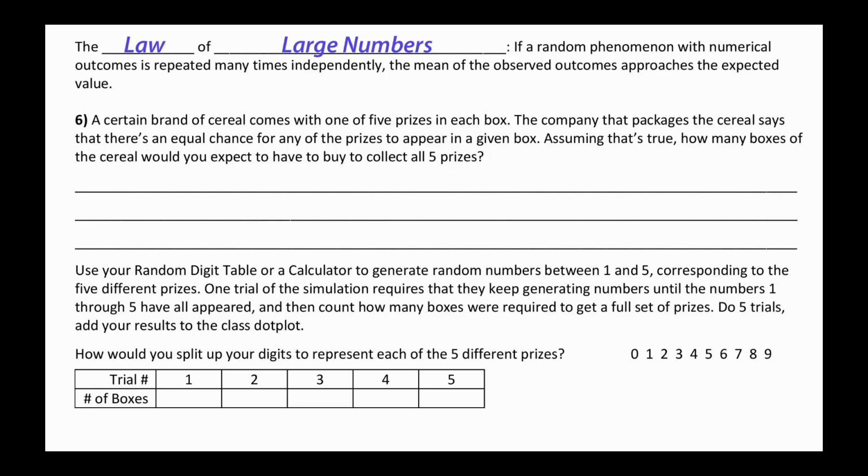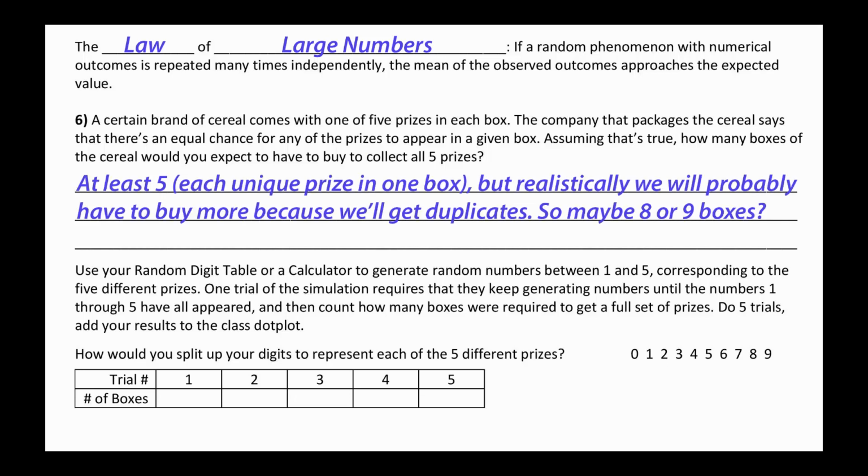Well, the very least would be 5. That's if you collected a unique prize in each box, and that would be as efficient as you can be. Realistically, though, we're probably going to have to buy more because we'll sometimes get duplicates. So we might, on the third box, get the same toy that we got on the second or the first. So maybe it's going to take us 8 or 9 boxes. That's kind of what we're trying to see here, and we're going to perform a simulation.